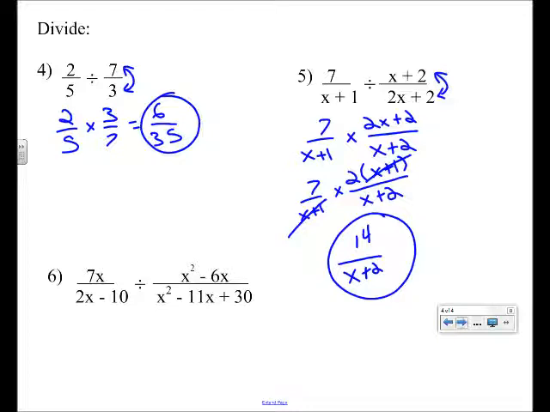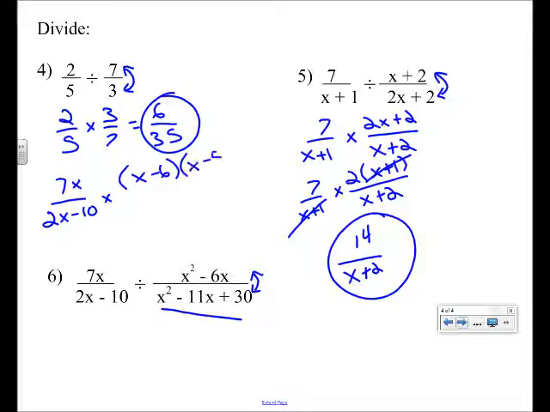Okay, so we've got that. Let's try this last one here. We'll get a reciprocal, and we'll factor as we do it. So let's start over here. We've got 7x over 2x minus 10, and we're going to multiply that by, let's factor as we take our reciprocals here. So our factors down on the bottom, take it up to the top. We'll have x minus 6, x minus 5, I think. Then on top, we're going to pull this x out front. We'll have x times 1, x minus 6.